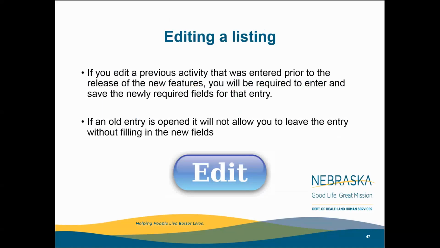If you go back really far in time, before a specific feature existed, you will have to enter that information. So about 2.5 years ago, we added the priority population and secondary priority population fields. If you go back to an entry that was completed 3 years ago, you will have to fill in those blanks because those fields did not exist at the time when that entry was completed.